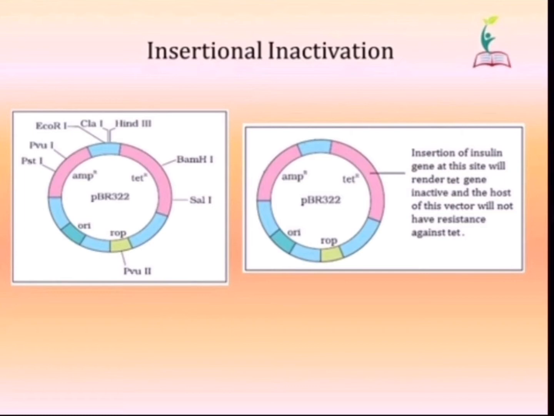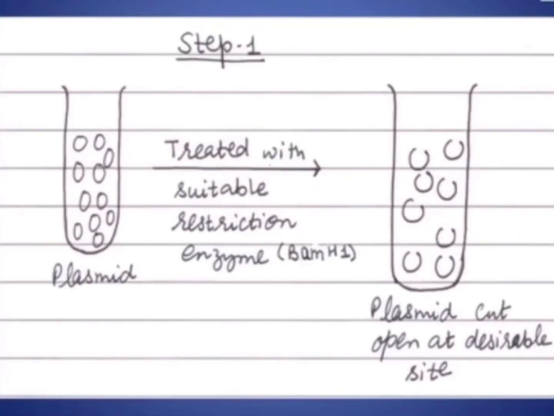So this is called insertional inactivation. Foreign gene is inserted, so the actual gene will not express. The tetracycline resistance power will go. So insertional inactivation is the concept. Now students, we will see how selectable markers help to identify transformant plasmid from non-transformant plasmid.